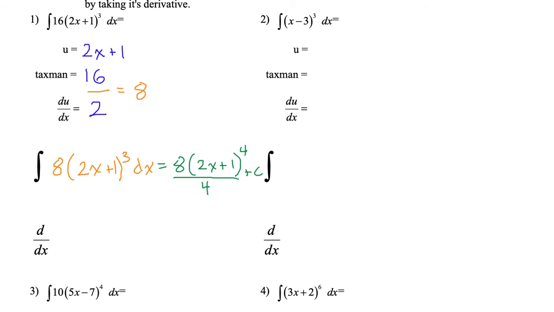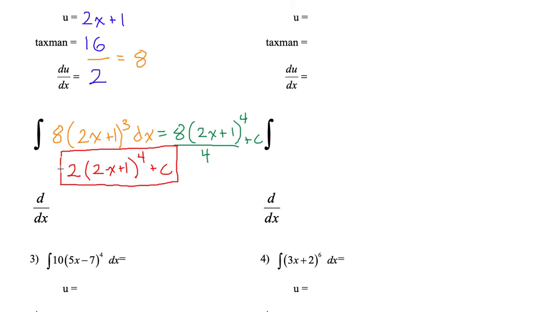And then from there I need to simplify. So my final answer is going to be 2 instead of 8, because 8 over 4 is 2. 2 times quantity of 2x plus 1, all of that raised to the power of 4 plus c. And there's our final answer, box it. And I kindly gave you an area to check your work.